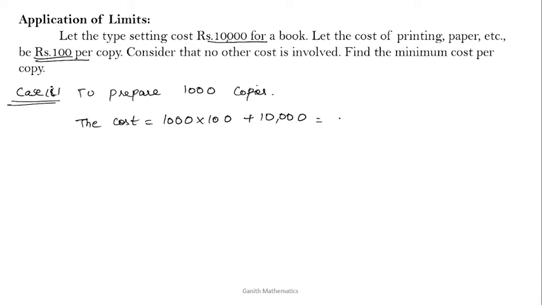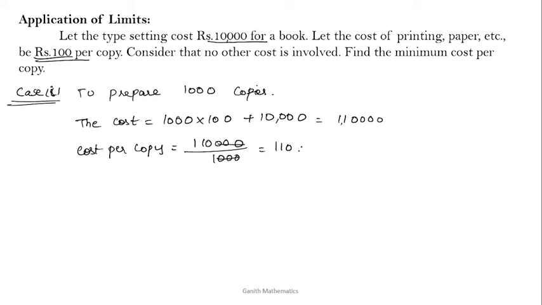So total amount we are getting is 1,10,000. This 10,000 is the typesetting cost. This 1 lakh is because we are producing 1,000 copies. So cost will be like this. So what will be the cost per book? So cost per copy is equal to this 1,10,000 divided by 1000 because we are producing 1000 copies, right? So the cost of a book is 110 rupees.